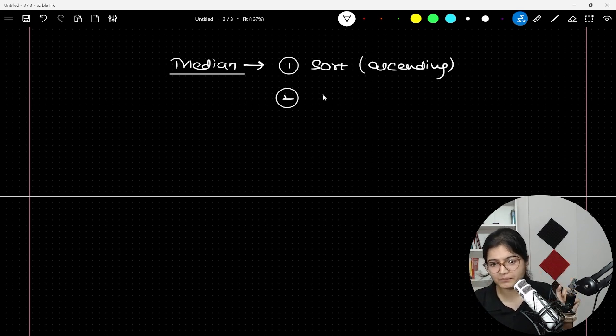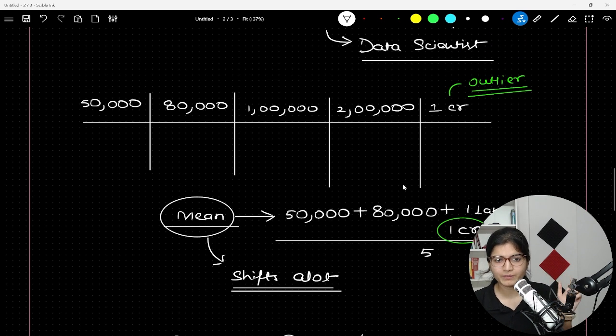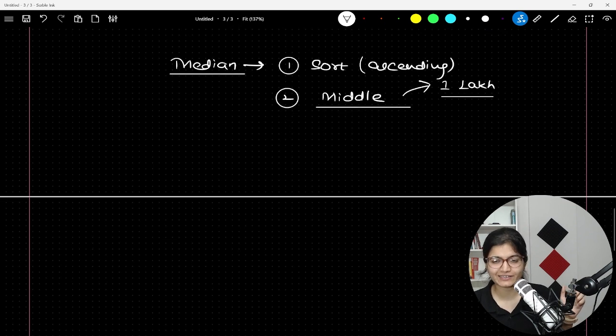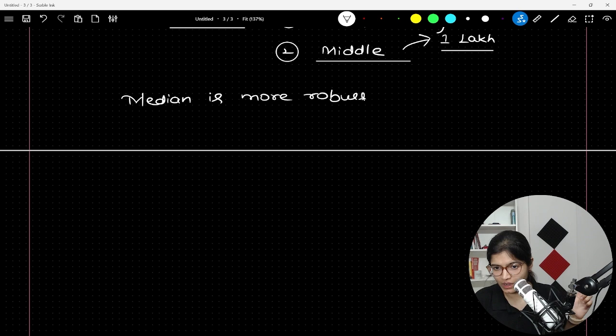So we take the middle value depending upon how many numbers we have in the given data. Now, as it is an odd number, because the value of n here is 5, you can observe our median is simply 1 lakh. So the simple thing I want to indicate here is, mark my words, it is usually asked in a lot of interviews as well: median is more robust to outliers.